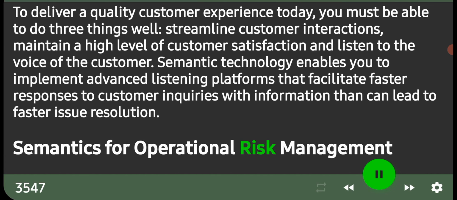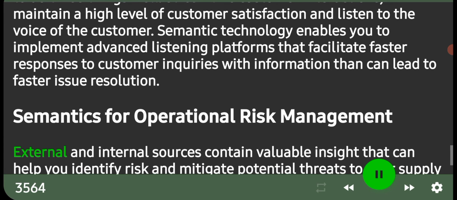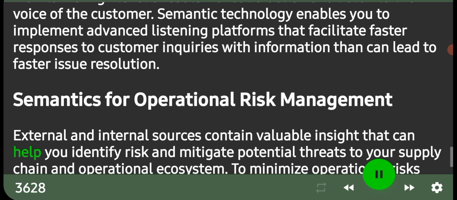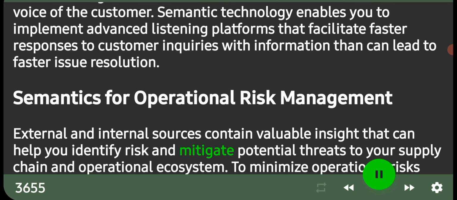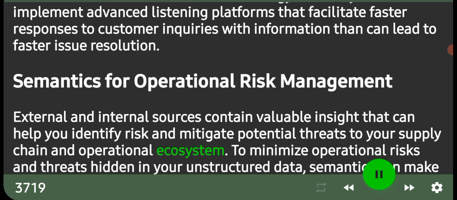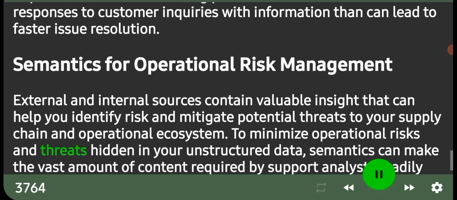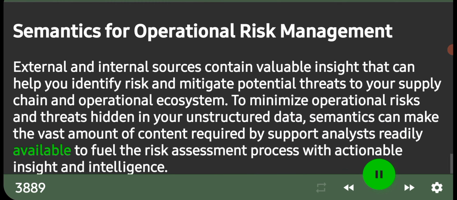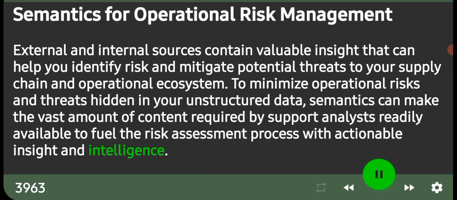Semantics for operational risk management. External and internal sources contain valuable insight that can help you identify risk and mitigate potential threats to your supply chain and operational ecosystem. To minimize operational risks and threats hidden in your unstructured data, semantics can make the vast amount of content required by support analysts readily available to fuel the risk assessment process with actionable insight and intelligence.